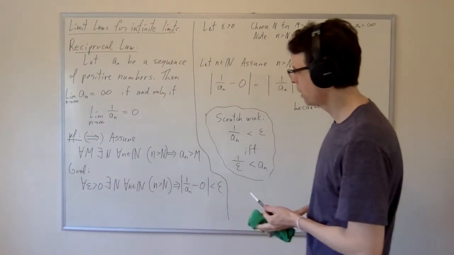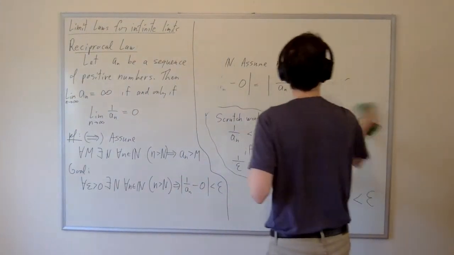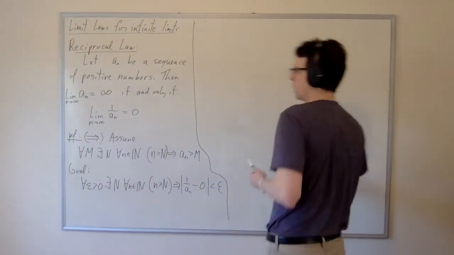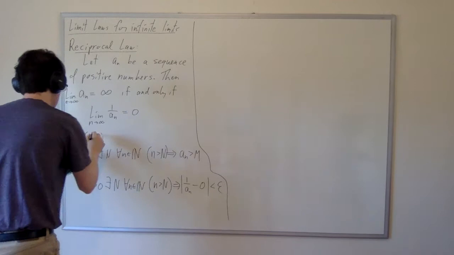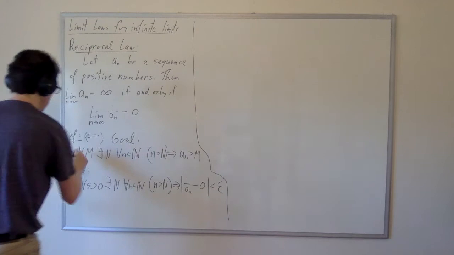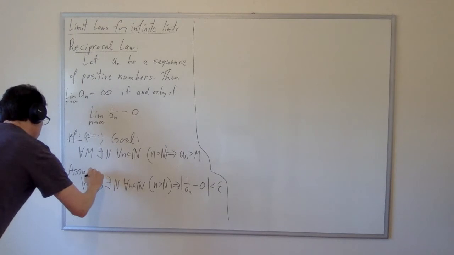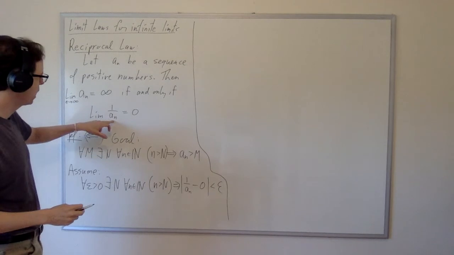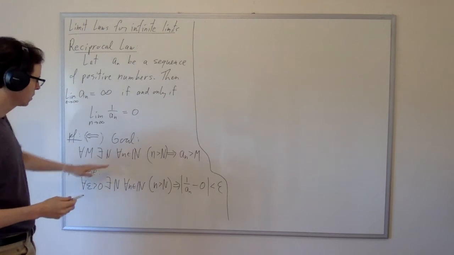So I think I'm going to erase this stuff and switch around the goal and the assumption. So for the backwards direction, I'm just going to change this to, we're proving this backwards. And now this statement will be our goal, and this statement below will be the assumption. So now we're assuming that the limit of 1 over an is equal to 0 and attempting to prove that the limit of an is equal to infinity. So we're trying to show this.